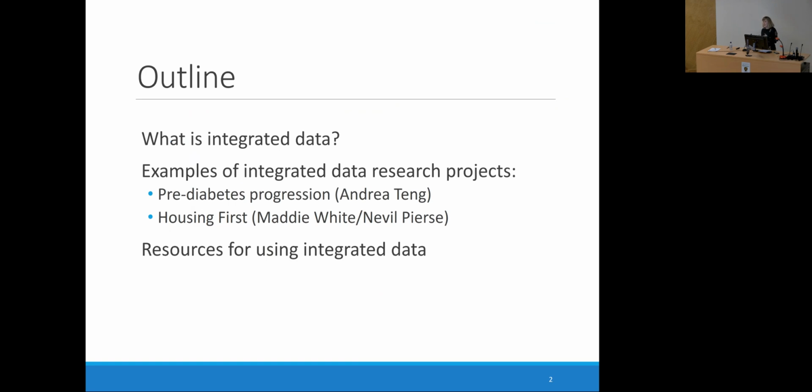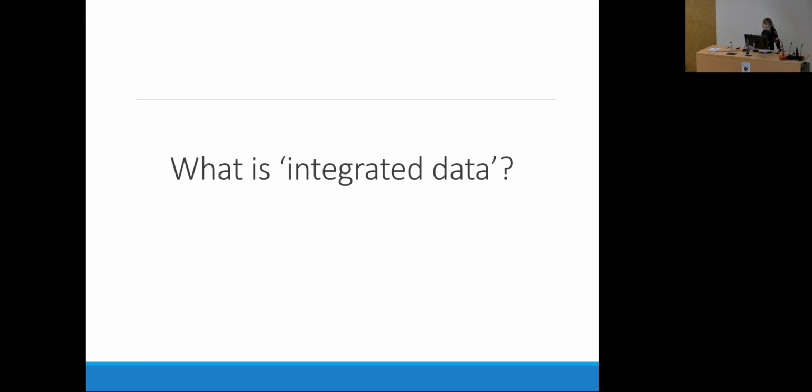Okay, so as James said, I'm just going to give a brief introduction about what integrated data is and some of the pros and cons of using it for research. And then we have got 2 examples of integrated data research projects for you, one about pre-diabetes progression from Andrea Teng, and then one about housing first, which was meant to be Maddie White and now is going to be Neville Pierce. And then I'm just going to come back for a few minutes at the end and tell you about some resources that we have for researchers who are using integrated data in their work.